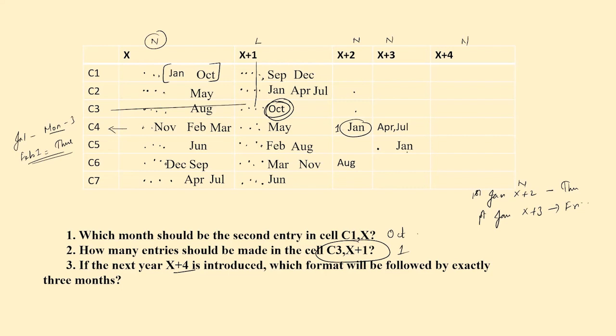Okay. Now after that, I also know that 1st Jan x plus 4. Again, one normal year is passing, so plus 1, that's going to be a Saturday. So here January will come in C6. Now they're asking which format will be followed by exactly 3 months. Remember, this is a normal year. And in a normal year, exactly 3 months that follow a particular pattern are November, February and March. So if you figure out in a normal year, February 1 is going to be what day? That particular pattern will be followed by March and November.